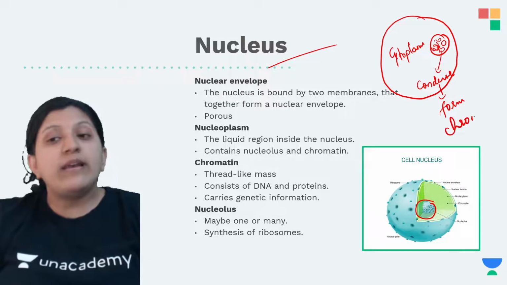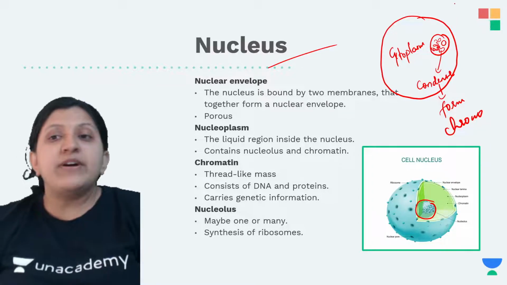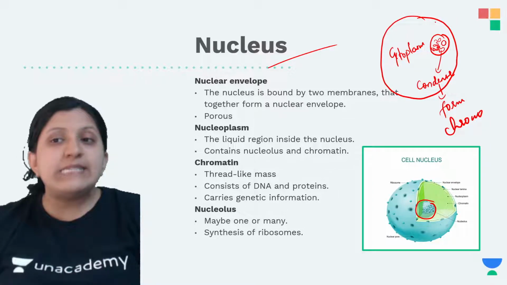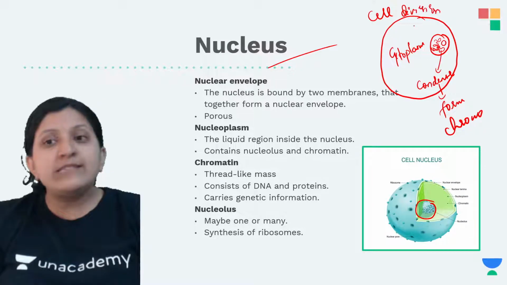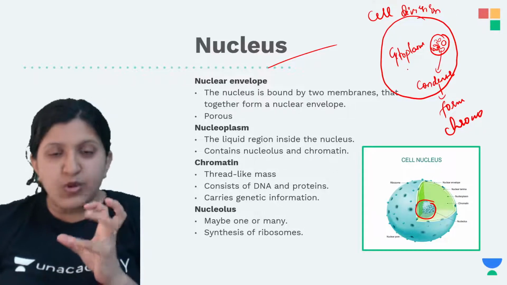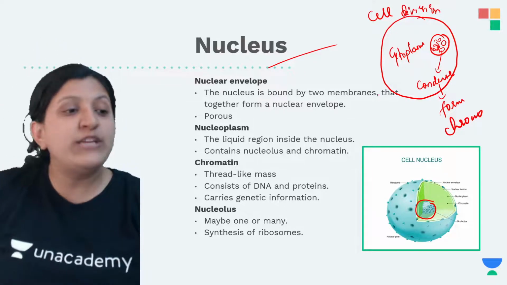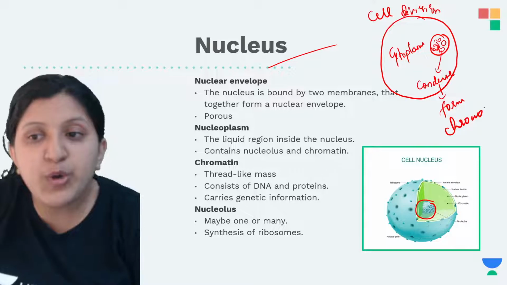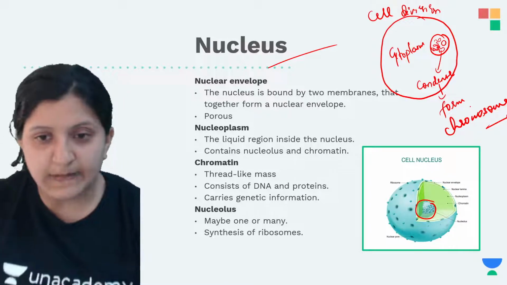Earlier it is a chromatin fiber. Whenever cell division has to occur, this cell has to undergo division, and in that case the chromatin fiber is going to condense to form a chromosome. So the chromosome structure we can see in here.